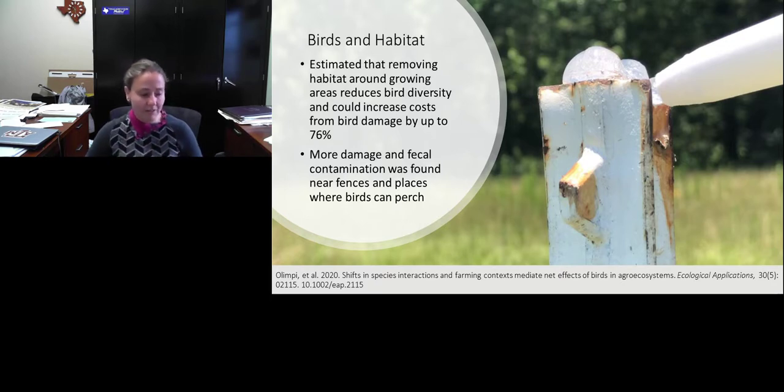So Olympia looked at the effect of surrounding habitat on strawberry damage out in California again, and they estimated that by removing habitat around growing areas, this reduced bird diversity and could increase costs from bird damage by up to 76%.